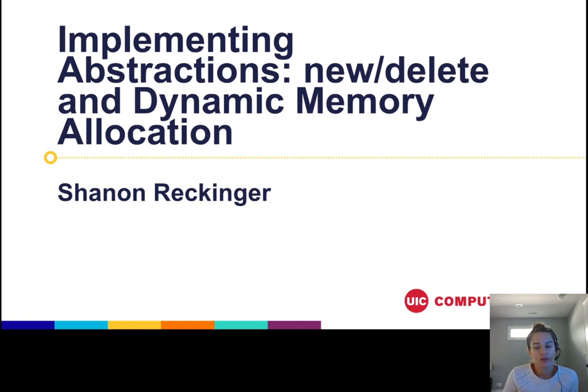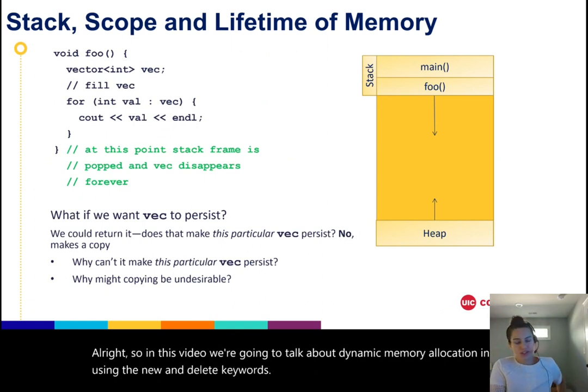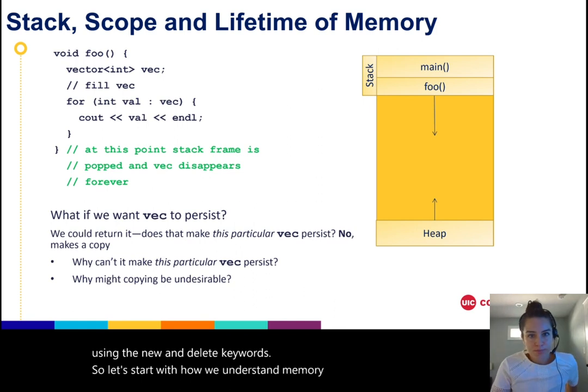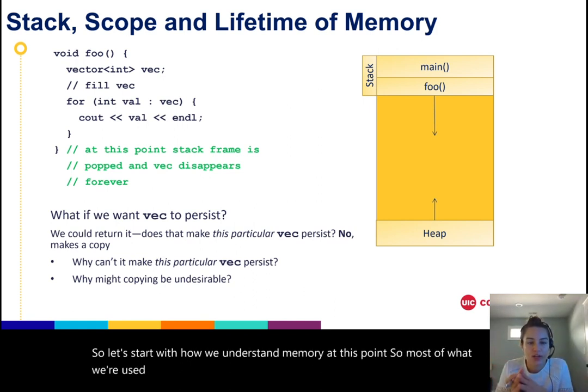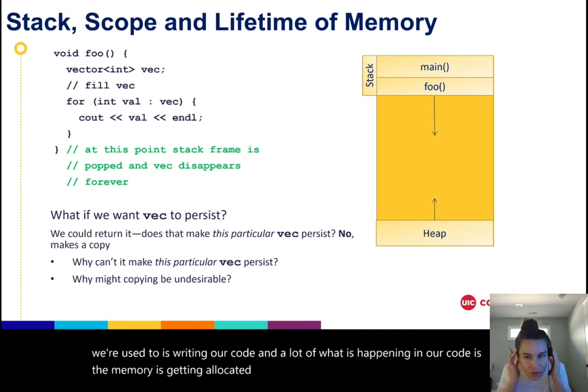Alright, so in this video we're going to talk about dynamic memory allocation and using the new and delete keywords. So let's start with how we understand memory at this point. Most of what we're used to is writing our code, and a lot of what is happening in our code is the memory is getting allocated on the stack. And this is kind of how it works.